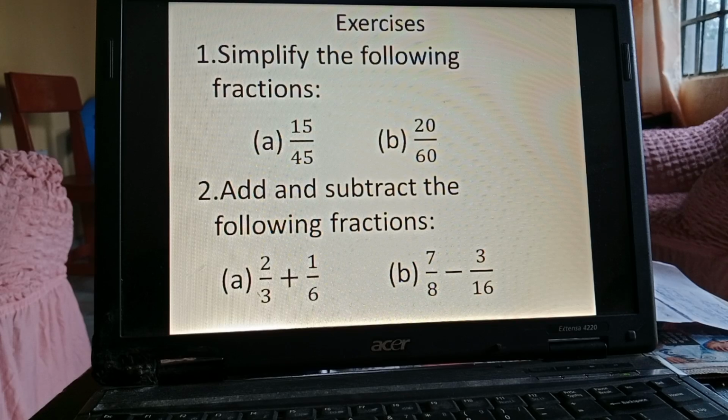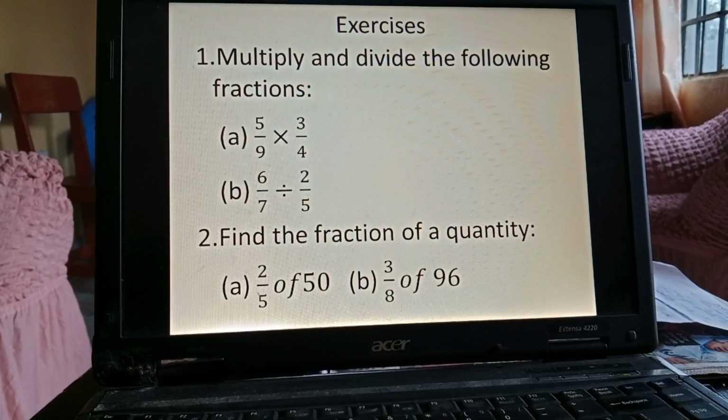Then add and subtract the following fractions. A, 3 over 2 plus 1 over 6, and B, 7 over 8 minus 3 over 16. Multiply and divide the following fractions. A, 5 over 9 times 3 over 4, and B, 6 over 7 divided by 2 over 5.